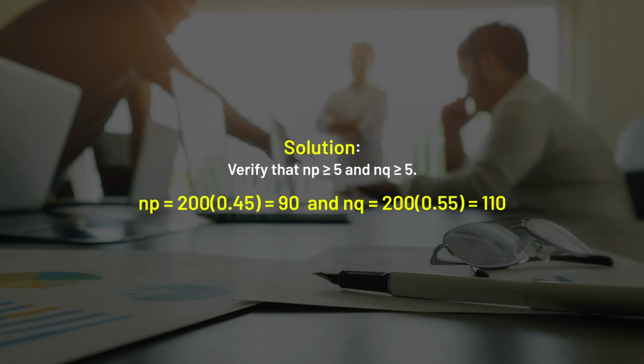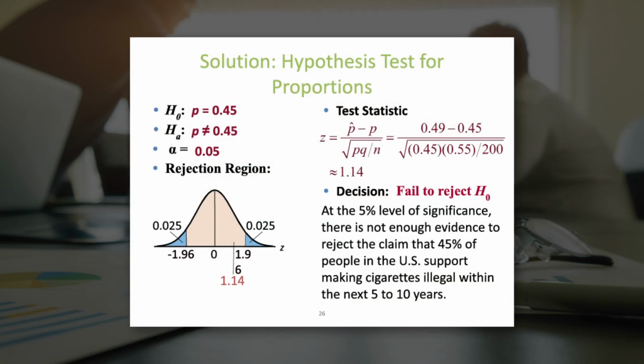So verify that np is greater than or equal to 5 and nq is greater than or equal to 5. np is equal to 200 multiplied by 0.45, which comes to 90, and nq is equal to 200 multiplied by 0.55, which comes to 110. So what is the solution? We are going to make a one-tail or two-tail test, and I think we have plotted this. After calculation, the value of Z comes to 1.14, and the decision is to fail to reject the null hypothesis at the 5% level of significance. There is not enough evidence to reject the claim that 45% of people in the US support making cigarettes illegal within the next 5 to 10 years.